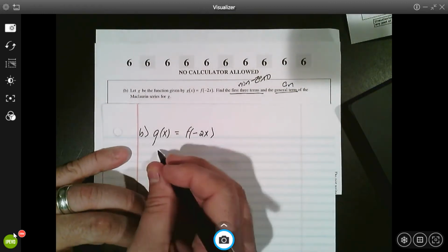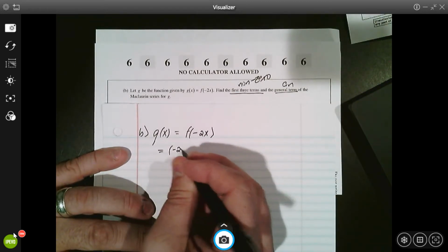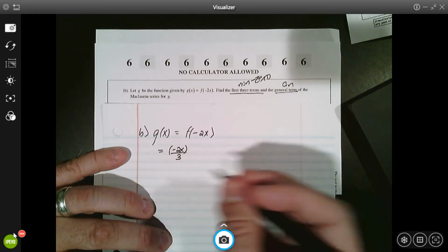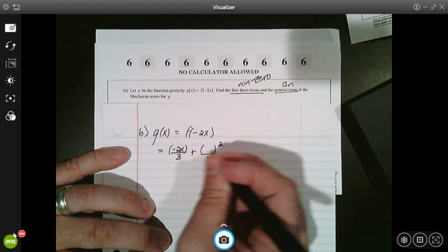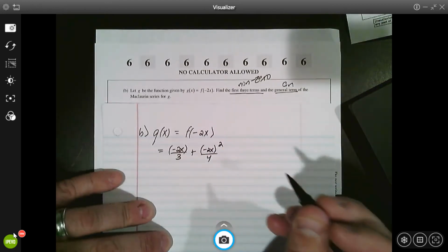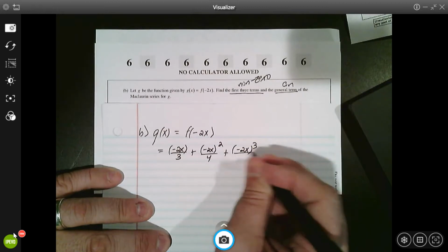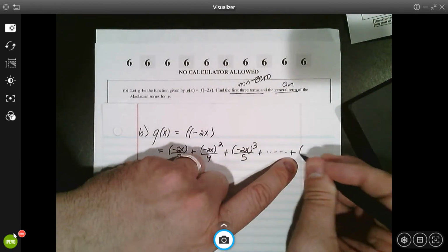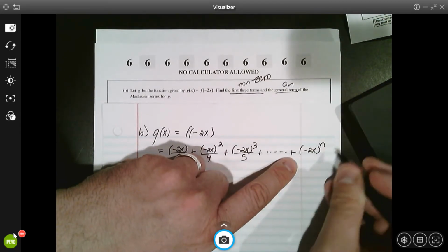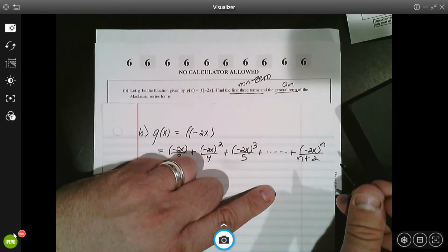So if you've done this before, all we need to do is go to our original series, which is x over 3, so -2x over 3, plus, then it was x squared over 4, so (-2x) squared over 4, plus x cubed, (-2x) cubed over 5, plus ... Then it was x to the nth power divided by n plus 2.